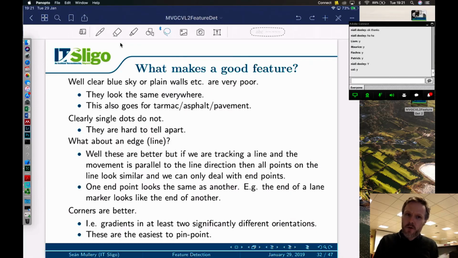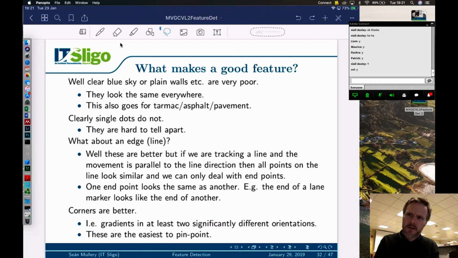So they look the same everywhere, and this goes for, in the automotive setting, tarmac, asphalt, pavement. The whole road in front of you all has a tendency to look the same. Now it's not perfectly that way, and there will always be texture there, but whether there's enough for you to be able to say that that's really different from some other part of the road, that's difficult. Okay. Single dots are not particularly good, because one single dot looks the same as a single dot elsewhere, so they're hard to tell apart.